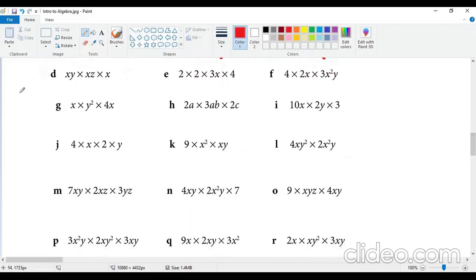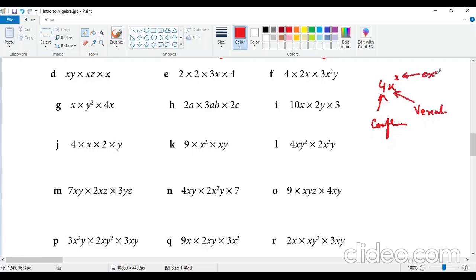Here, there is no coefficient, no number. So what is a coefficient? If I write 4x, this is going to be called the coefficient, and this is going to be called the variable. And if you have an exponent over here, this is going to be called a power or exponent.